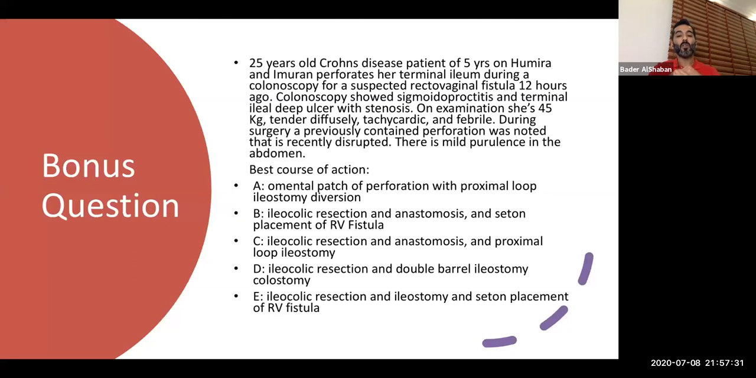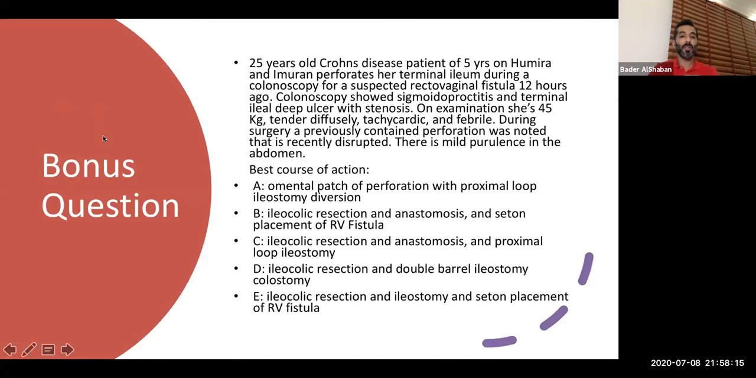Going over the option of doing an omental patch for the perforation with a proximal loop ileostomy diversion, it's not a wrong answer, but I think it is unfair if you're the person who's going to be in charge of dealing with an acute Crohn's patient that has perforated, you need to be able to deal with Crohn's patients. Otherwise, you should be referring them to a specialist, because doing a definitive surgery would be better than having to deal with an omental patch of perforation. That's number one.